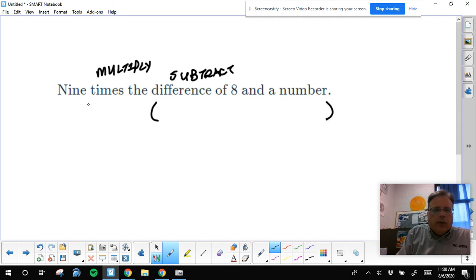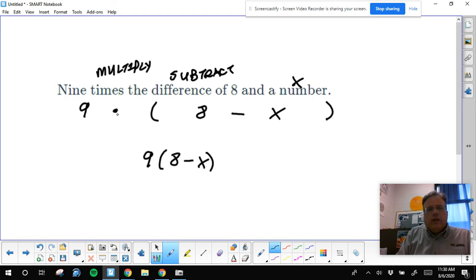So we're going to say 9 times, and don't forget that times, the difference of 8 and a number. Well, the difference is to subtract, and remember, difference order is important. So we put that 8, subtract, and a number is an x. So we have 9. Again, we don't have to put that dot. If there's a parentheses, that actually means the same thing. So we can just write 9 parentheses, 8 minus x. And usually by high school, people are used to the parentheses meaning multiply.